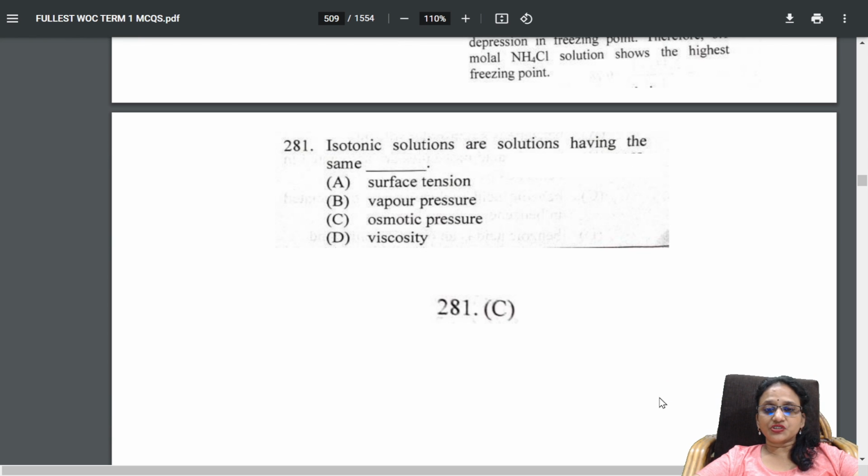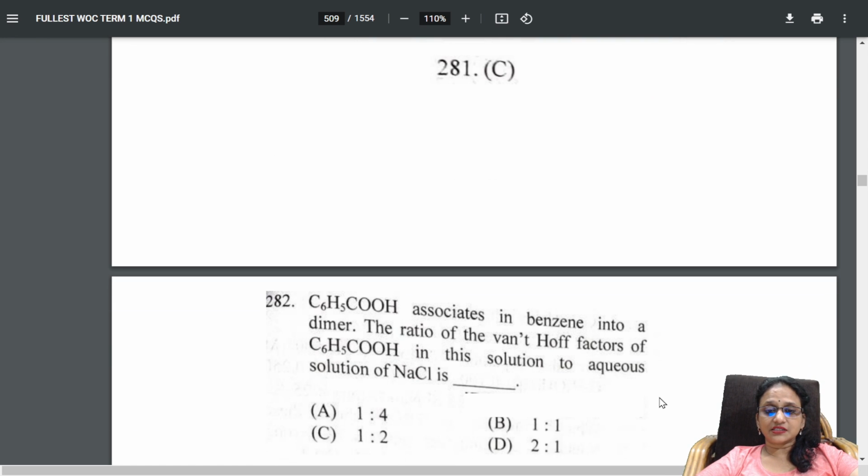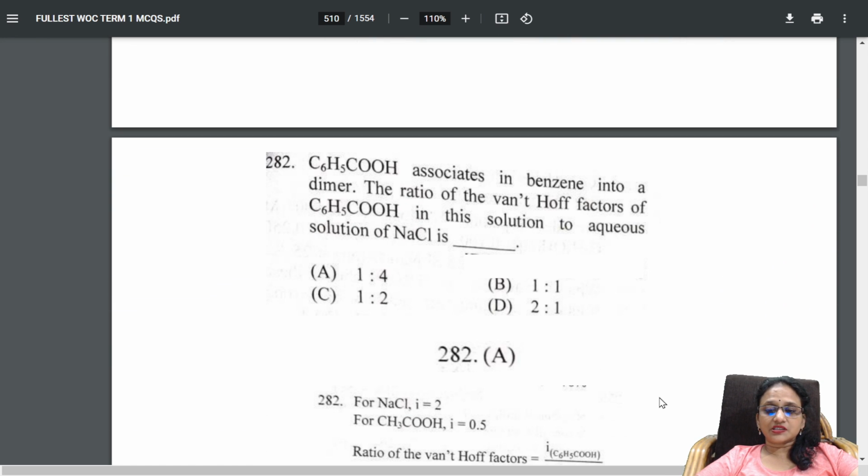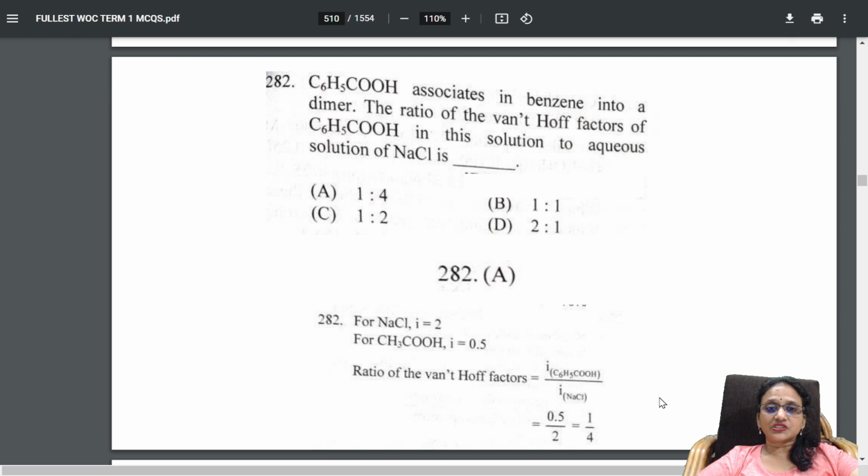So the isotonic solutions concept can be given in different ways. Examples they may give you, a definition they may give you, how it affects osmotic pressure they may give you. So you need to learn this. This is again a Van 't Hoff factor question which is asked.